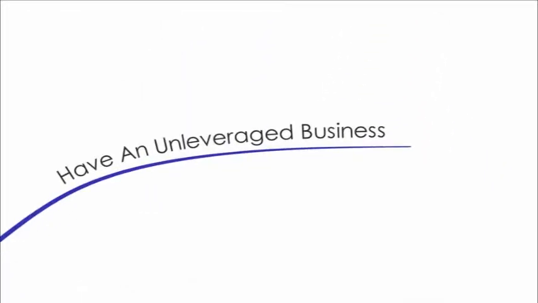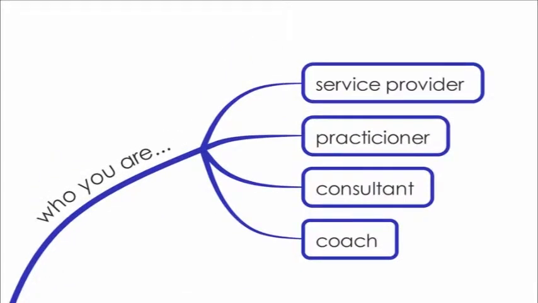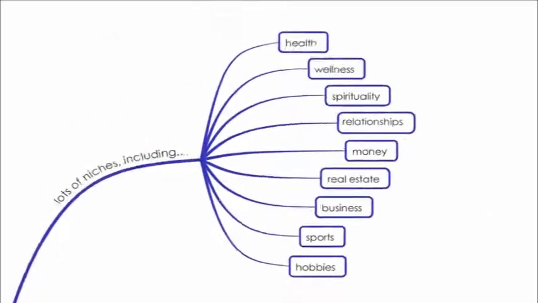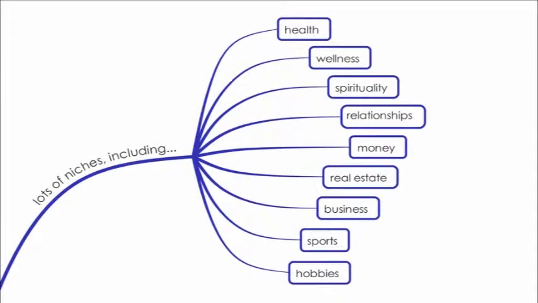Then if you have an unleveraged business, by this I mean you might be a coach, a practitioner, a service provider, a consultant, someone that works one-on-one with people, then this is how you start to leverage your time in your business. This works in all kinds of different niches. These are just some of the big meta niches like health and wellness and spirituality, relationships, money, real estate, business, sports and hobbies. It works really great with sports and hobbies. This is just a small sample. It goes much deeper than that.